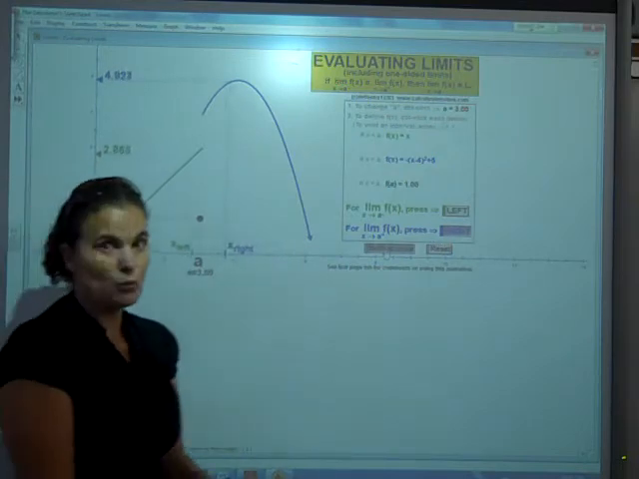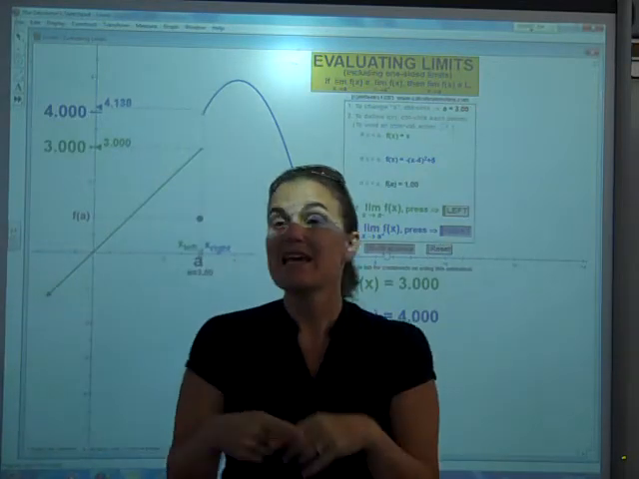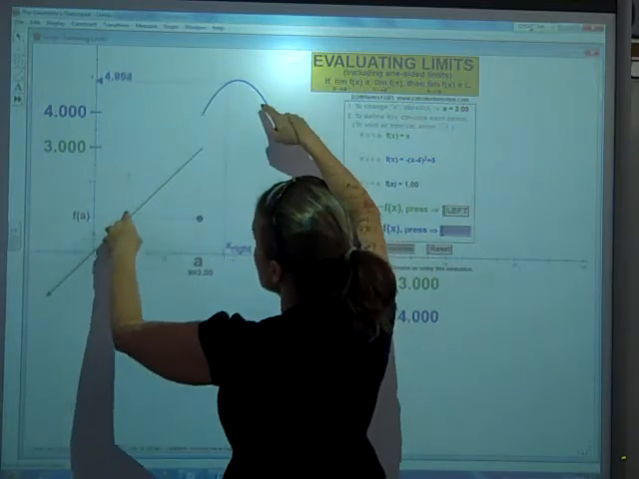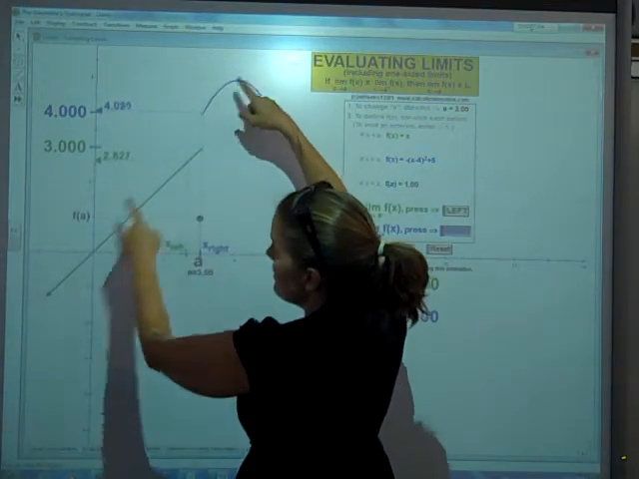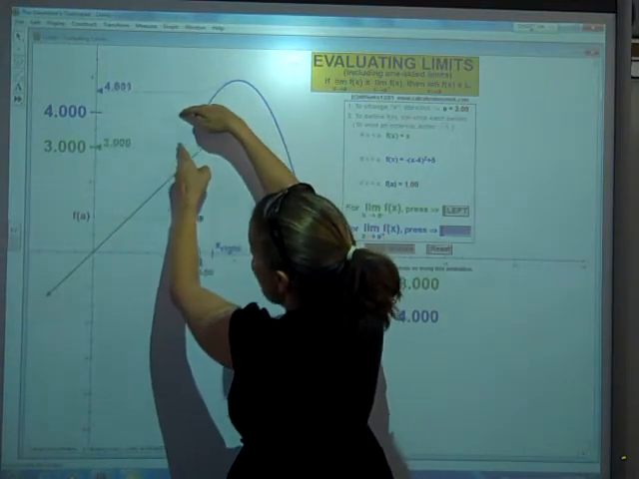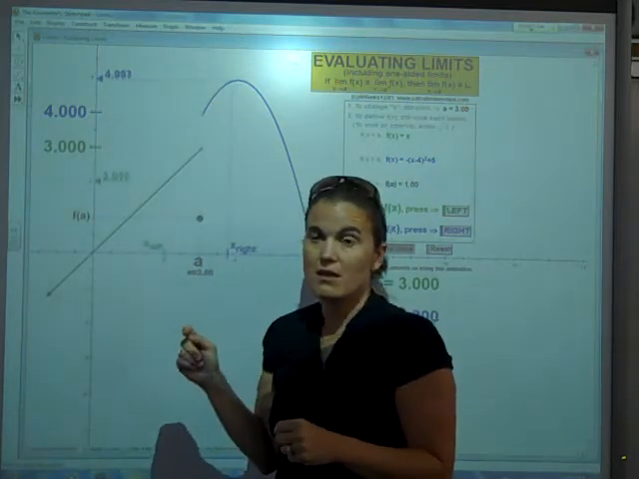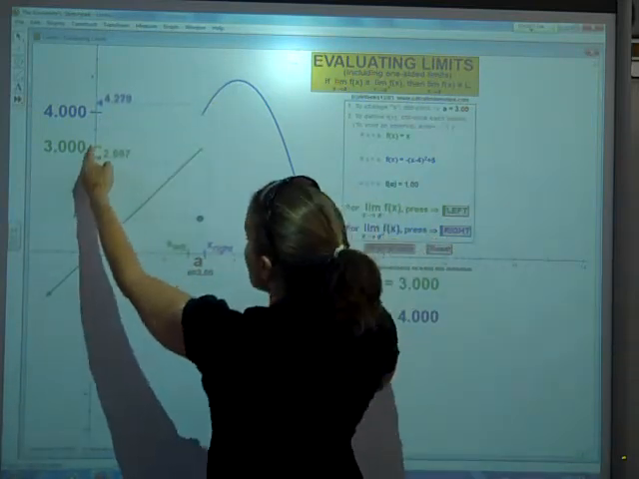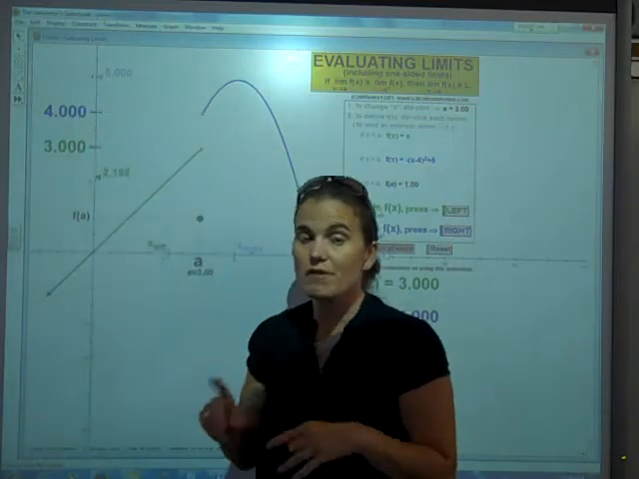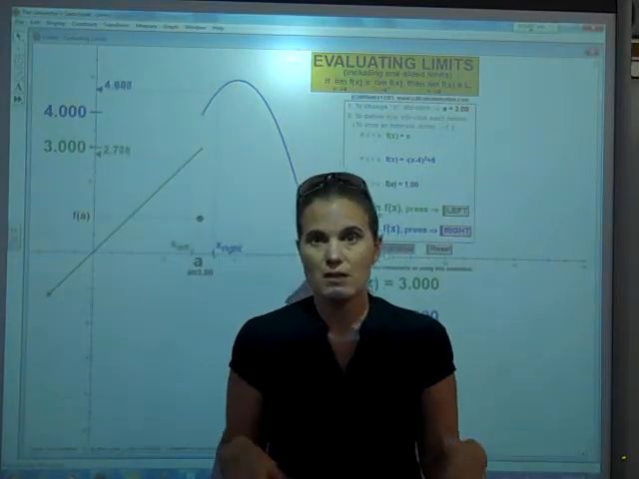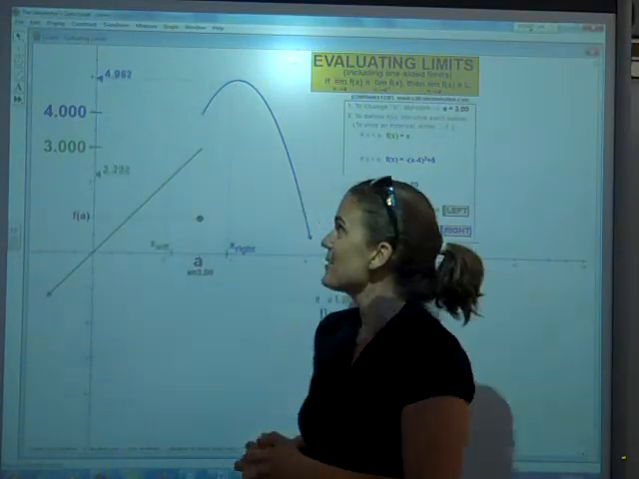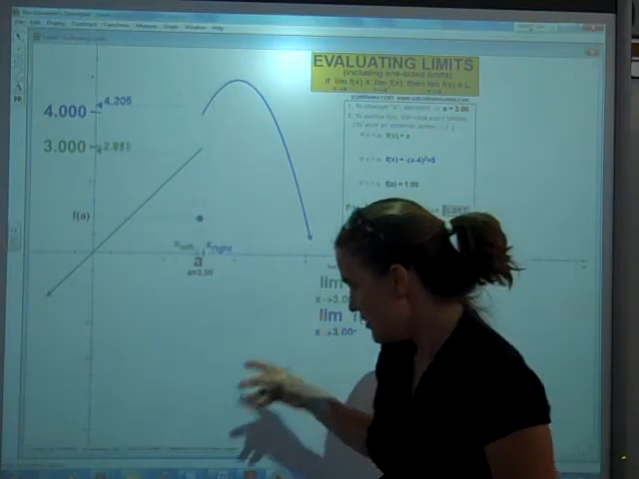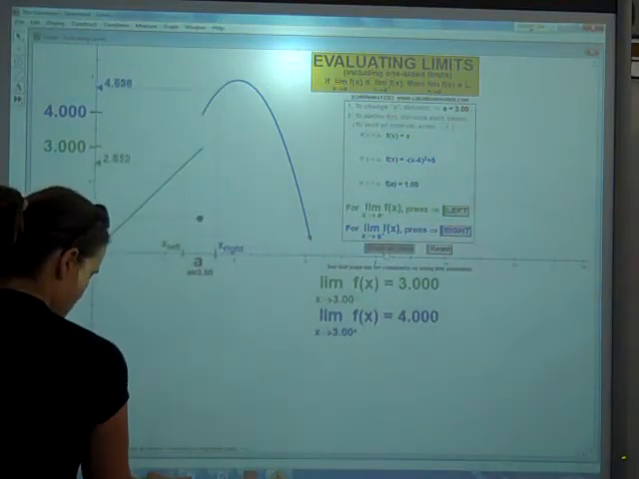We will say that a function only has a limit at x equals A if the left-hand limit equals the right-hand limit. In this case, we would say this function does not have a limit at x equals A. The limit from the left equaled 3 and the limit from the right equaled 4. Since those values are not equivalent, we would say the limit does not exist. So there's some good graphics on that.